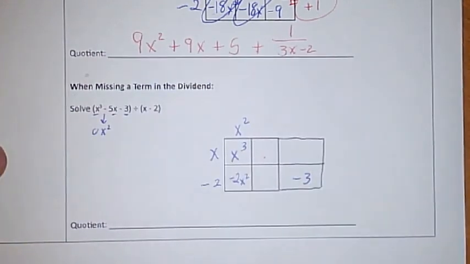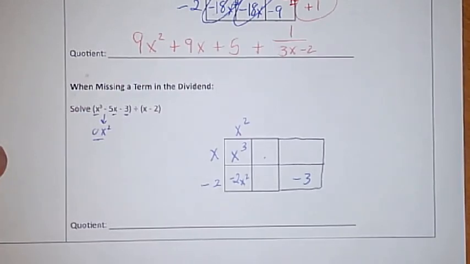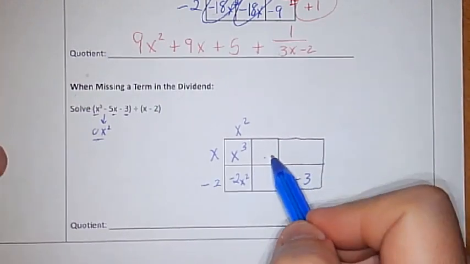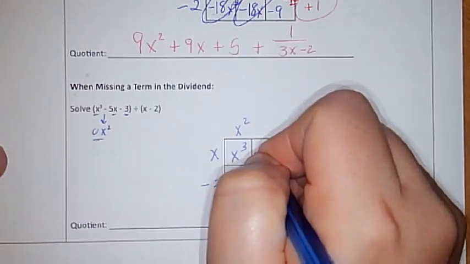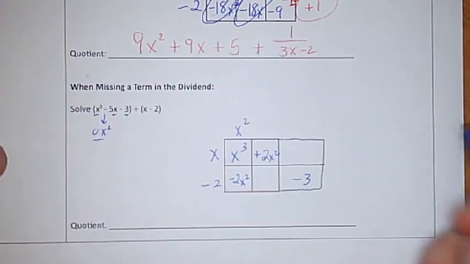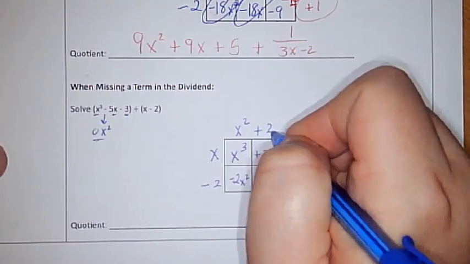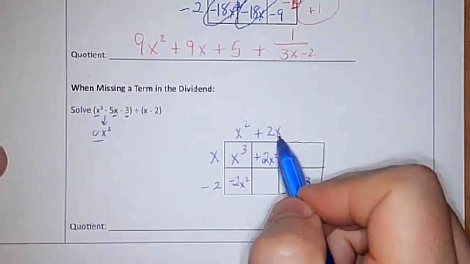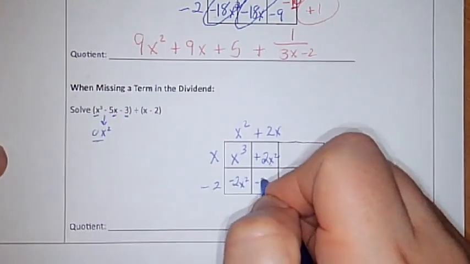Now, since I know that my x squared term is 0x squared, I know that what goes in this box has to just be the opposite of what I already found. So this is going to be a positive 2x squared, because positive 2x squared and negative 2x squared zero out. So what times x gives me 2x squared? That's 2x. 2x times x is 2x squared. 2x times negative 2 is negative 4x.